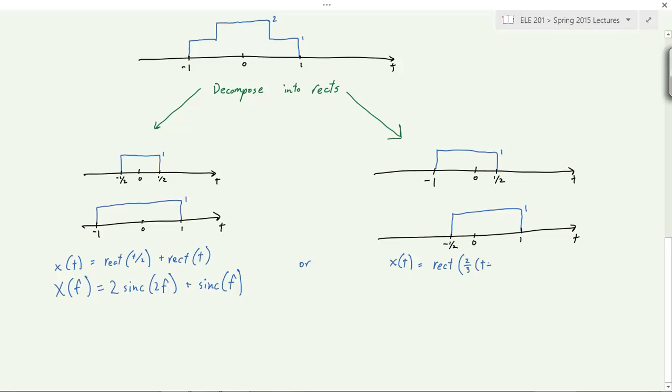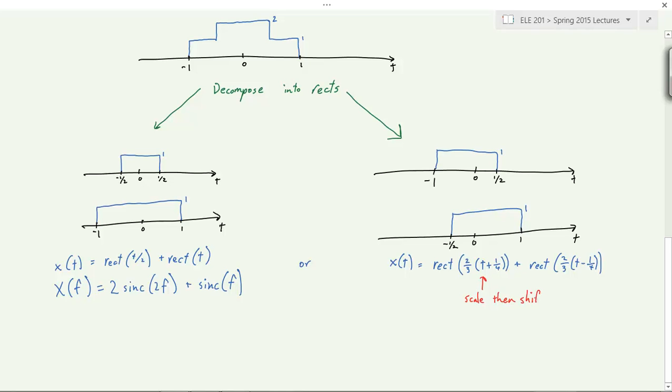So let's say that first one is t plus, what's the center here? It's -1/4 is the center. So t plus 1/4 minus a -1/4. Okay, so this is one way to decompose it. Now we can, again, let's apply our transform. Now notice what I did here was a scale, then shift.